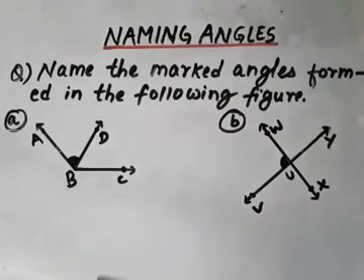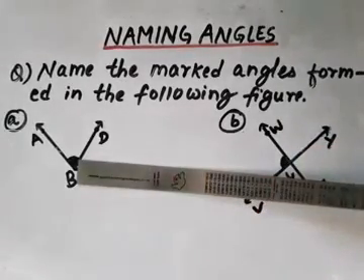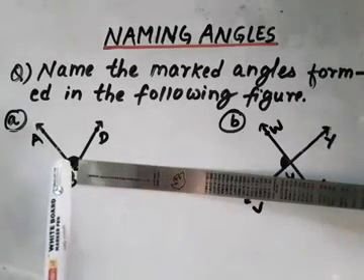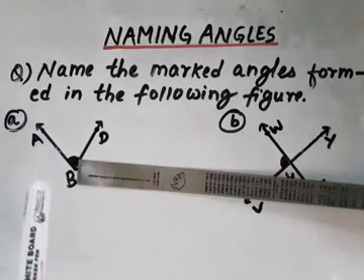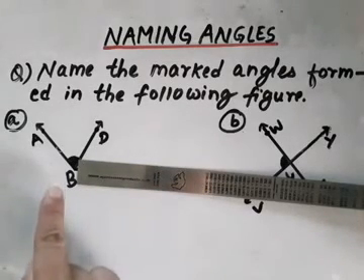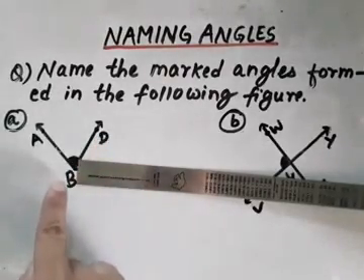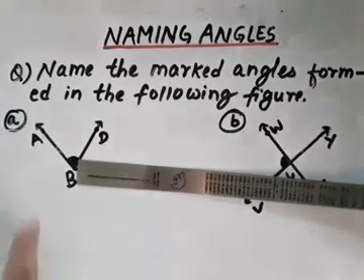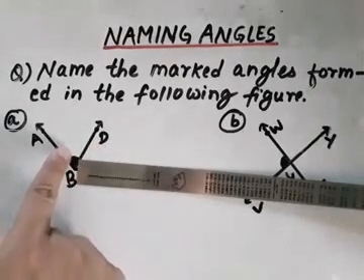And students, you can simply hide this arm for a minute to understand very carefully. If you see this marked angle, it has been formed with the help of two arms, that is your AB arm and BD arm. Your one arm is AB and another arm is BD. With the help of two arms AB and BD, this angle has been formed.